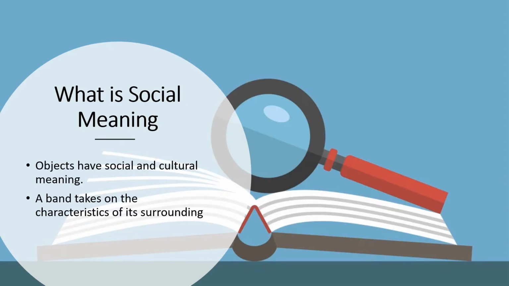Now, what is the social meaning? So pretty much objects have some sort of meaning within society, within culture, and the way that we view these brands and these objects. A brand takes on the characteristics of its surroundings, and we want to essentially give a good characteristic and a good meaning to our brand and to what we're trying to sell.